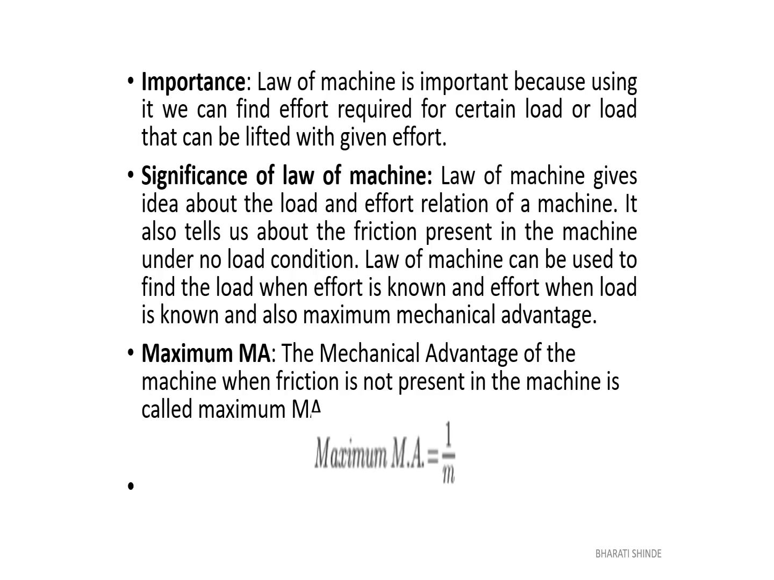So what is maximum mechanical advantage? The mechanical advantage of a machine when friction is not present in the machine is called maximum MA or maximum mechanical advantage, and its formula is 1 upon m, in which m is the slope of the line, or a constant.